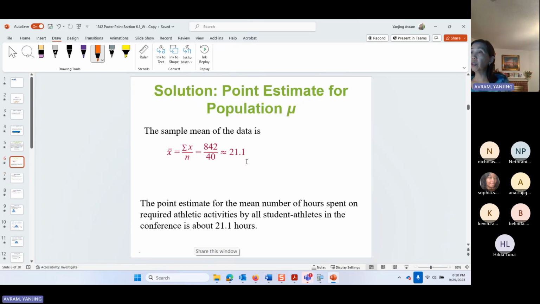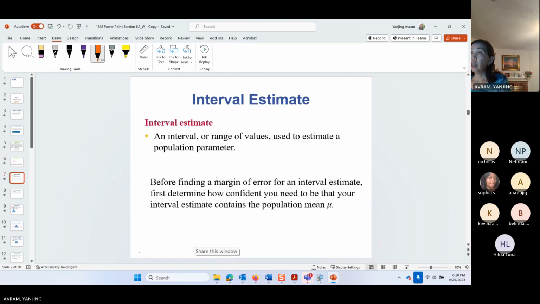So that is the point estimate, using the sample mean. Next one, we want to look at the interval estimate. An interval, or a range of values, is used to estimate a population parameter.